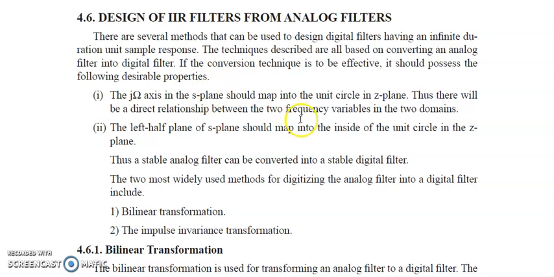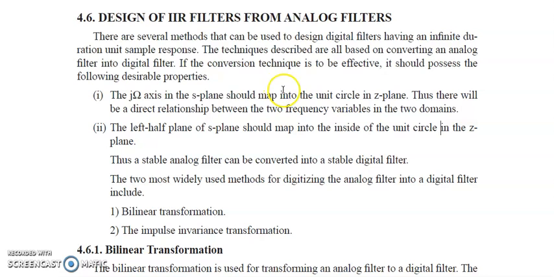So there are two types of transformation which are there in your syllabus. With the help of these two transformations, you can convert an analog filter into digital. Basically, whenever you are dealing with analog filter design, you are dealing with the jΩ axis and the S-plane. And the poles which have a negative real part, lying in the left half of the S-plane, are stable.